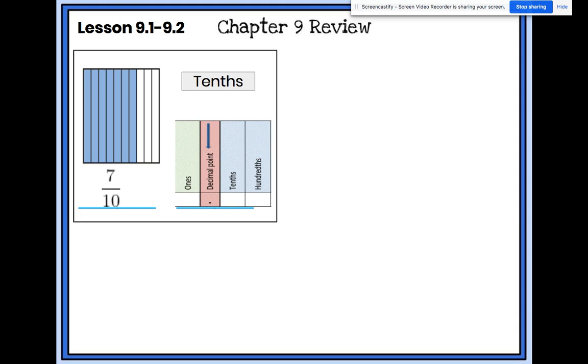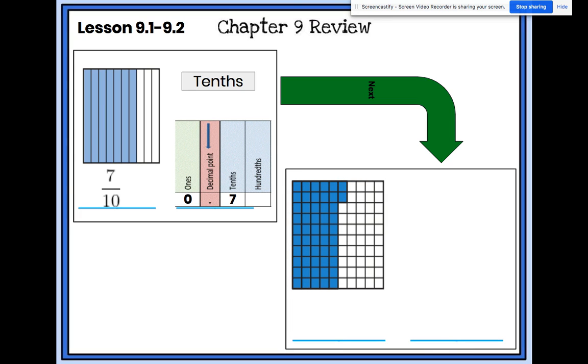If I want to write 7/10 as a decimal, I can use my little place value helper here. And since the whole is not shaded, in my ones place, I'm going to write a 0 because I don't have any wholes. I have only part of a whole. So I show that by holding a 0 in the ones place. Then I have my decimal point, and I can record a 7 in the tenths place because 7 of those 10 equal parts are shaded.